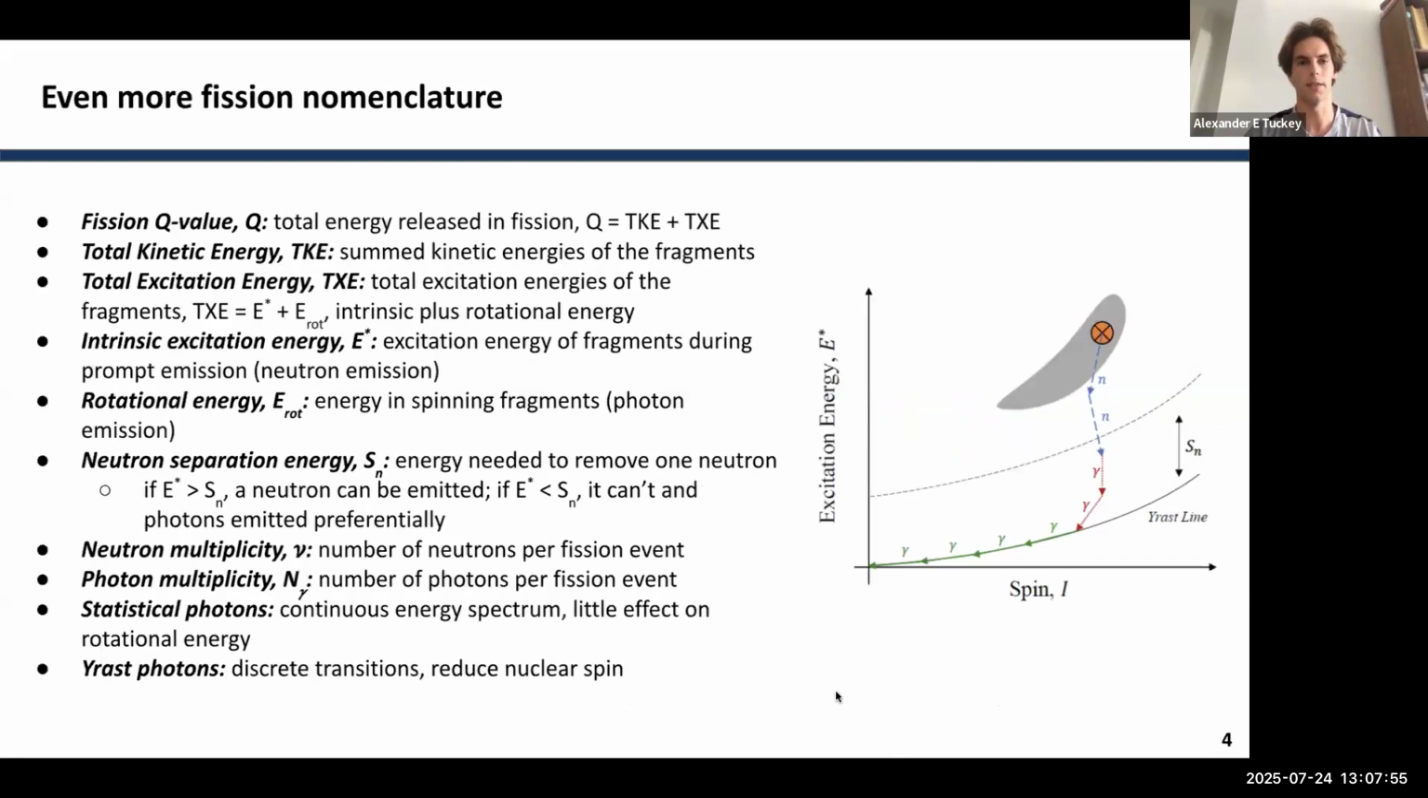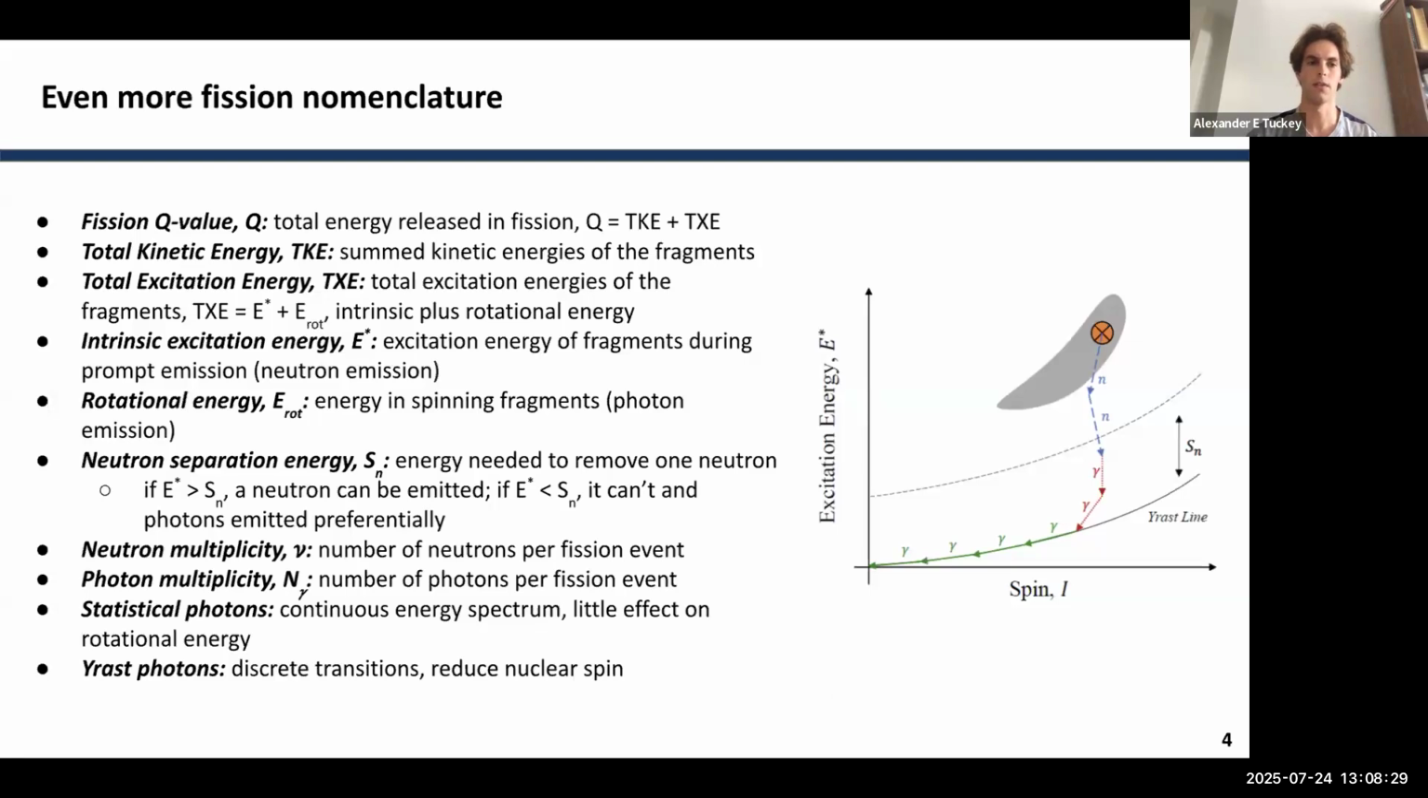I have one more slide of nomenclature here, just bear with me. This will be relevant for the rest of the talk. The fission Q value consists of the total energy released in fission, and this is divided between the total kinetic energy and total excitation energy of the fission fragments. This total excitation energy is further subdivided into the intrinsic excitation energy and rotational energy of the fragments.